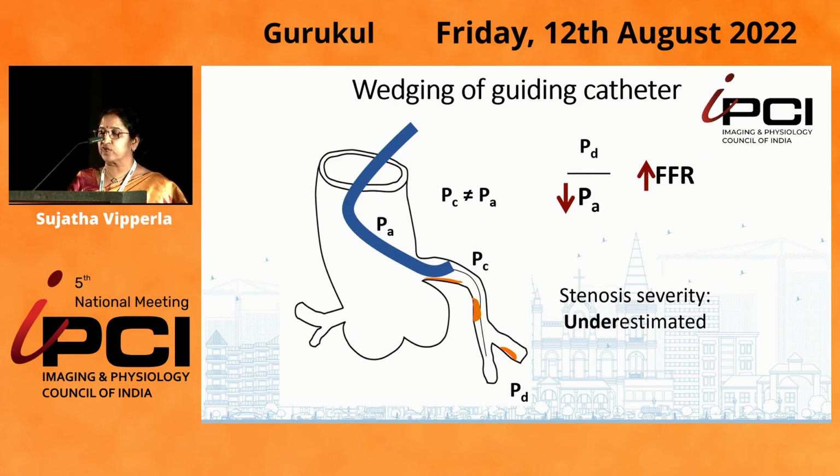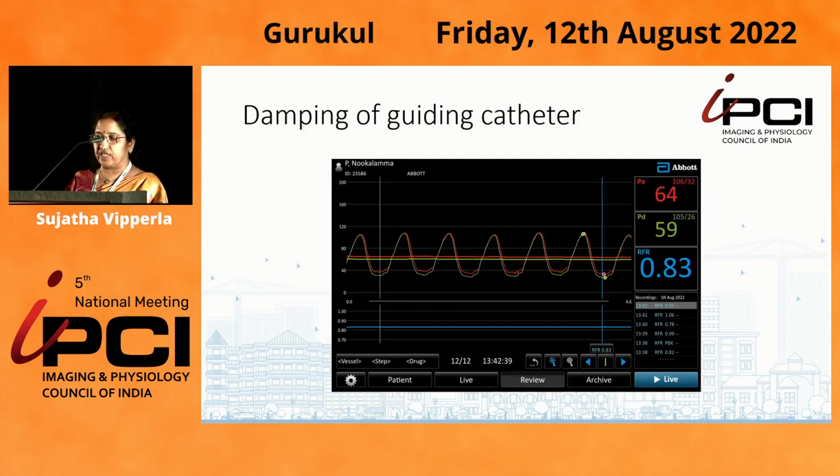So you have the guide catheter which is wedged into the coronary. This also has been told. It will lower the PA, and you will have an FFR or an NHPR which is higher. The stenosis severity will be underestimated. So you can see the loss of the dicrotic notch in this aortic pressure tracing.